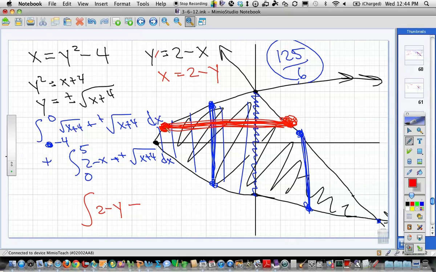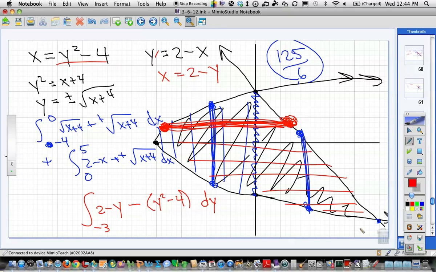Minus the left x coordinate, which is this parabola. Put it in parentheses, y squared minus 4, dy, because the width is a change in y, and that goes from where to where? The strips fill the space. You always go from little up to big. The strips fill the space down here from -3 up to 2. And if you type that in, you better get 125.